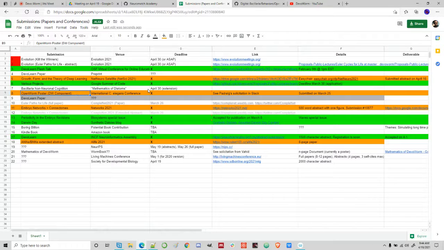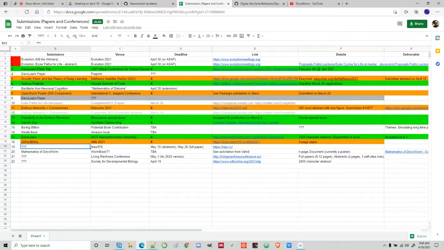We're still waiting on a decision on the open room poster. These things are done in green, so all these things are done. We still have the boring billion work, this idea of a Kindle book of a lot of the content from DevoWorm ML. And then we have open conferences. We have the ANN BNN abstract, or actually it's a paper now. I think extended abstract was an old thing. We'll probably hear about that by the end of the month. I'm not really sure what their timeline is on that, but that's for ALIFE 2021. It's another conference.